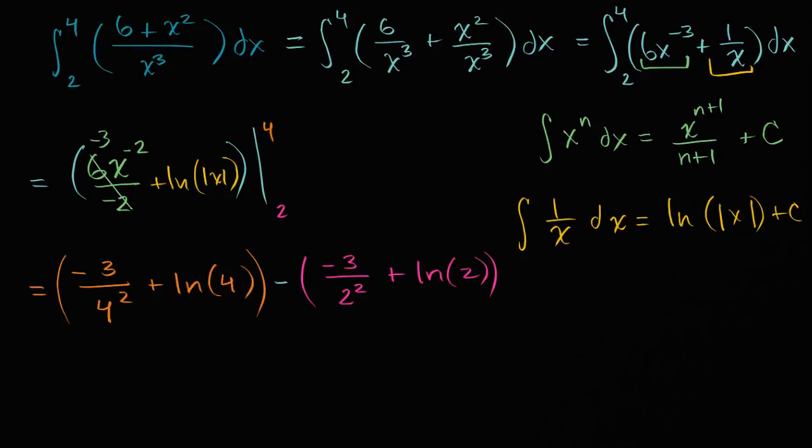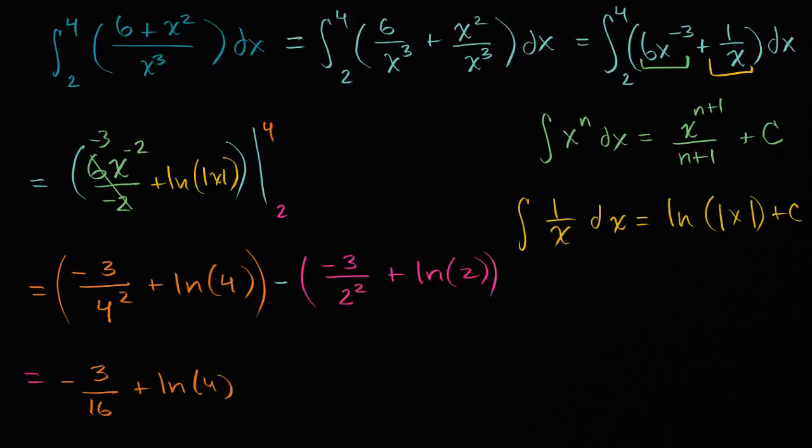So let's try to simplify it a little bit. So this is negative 3/16. Sorry, not negative 3/16. It's got to be very careful. Oh, sorry. Yes, it is negative 3/16. For some reason, my brain started thinking 4 to the third power. Negative 3/16 plus natural log of 4.